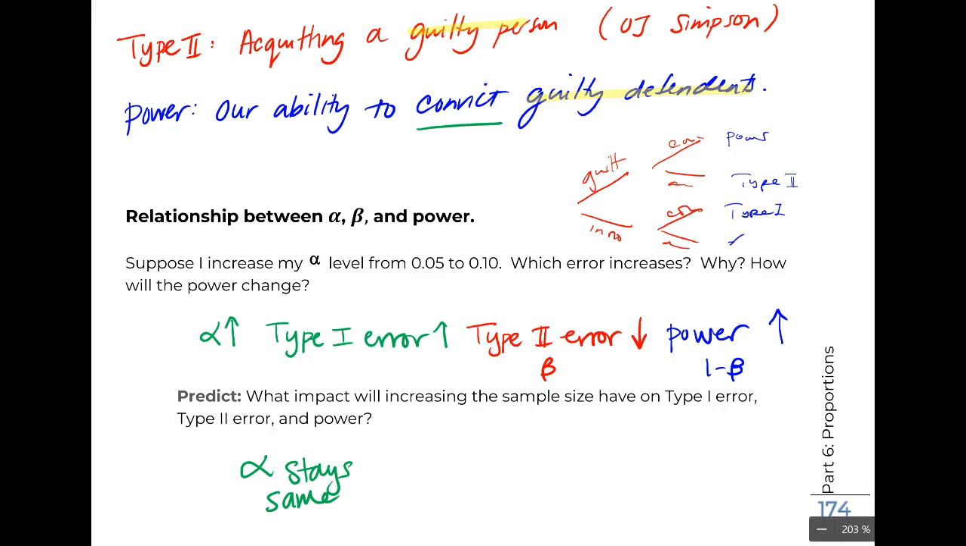So our type 2 error, if we have more evidence and more information, our error is going to go down. And our power will go up. So increasing the sample size will have the same effect as increasing our alpha without increasing our type 1 error.